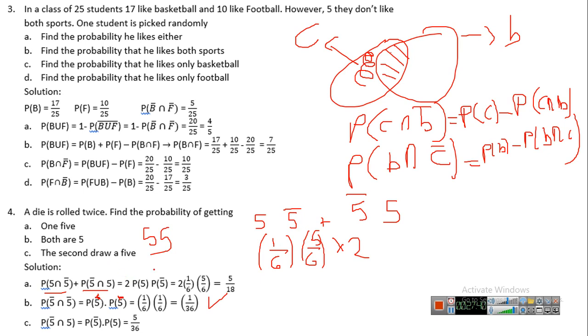The second roll is 5, and here the first one is not 5, then 5. So in the first one you have 5 over 6, and then 1 over 6 to get a 5. So it's 5 over 36, as you can see.